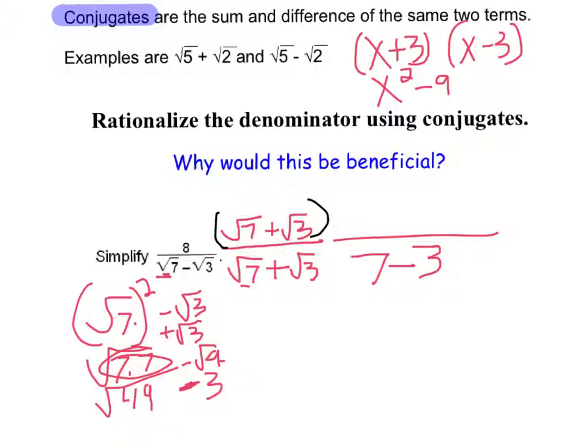So what happened? These were freed. They're freed. They're out of jail. So 7 minus 3 is 4. All I have to do now is distribute my 8.